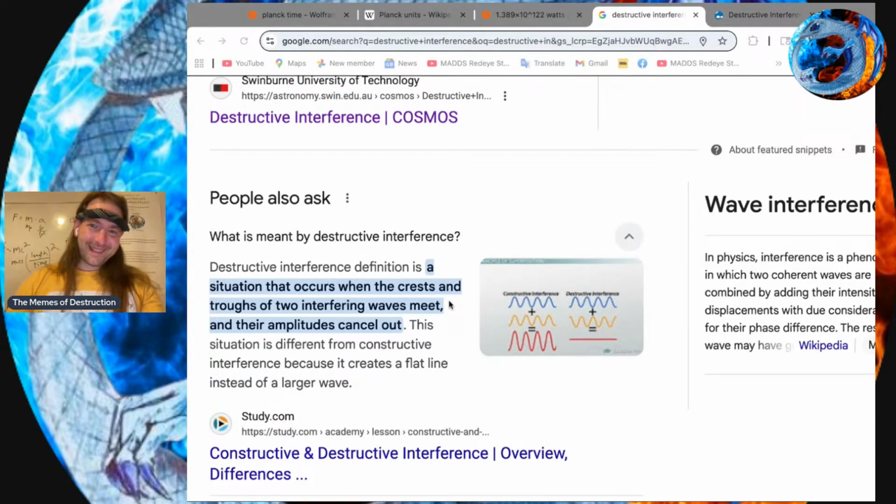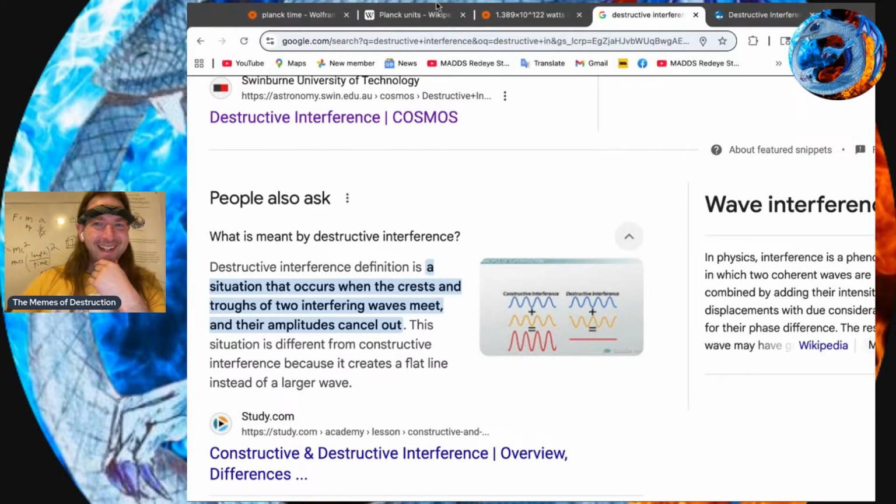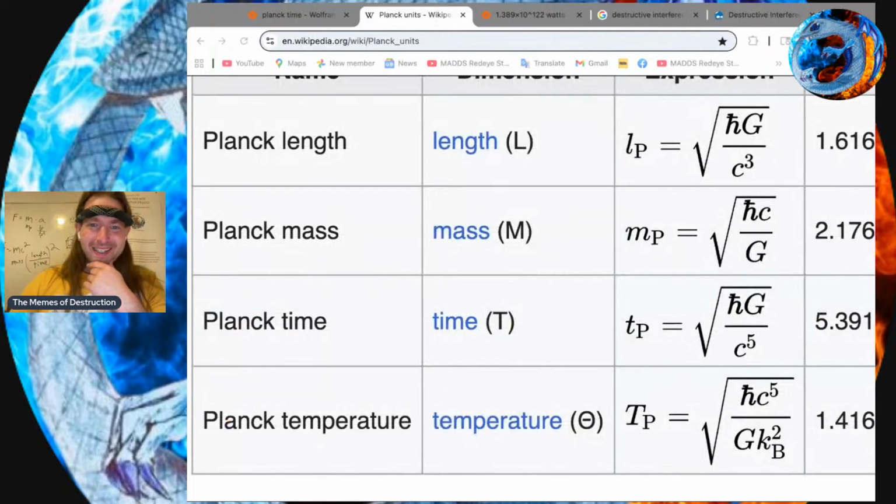Where does that lead us? Does that lead us anywhere useful? I'm realizing we're supposed to be talking about the Planck time here. Oh, hey, it led us to that.